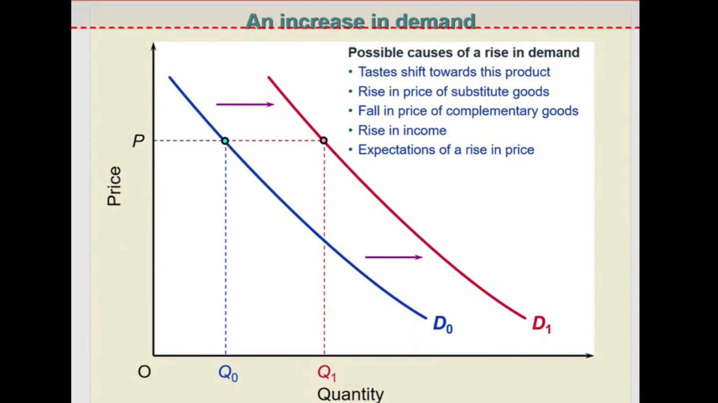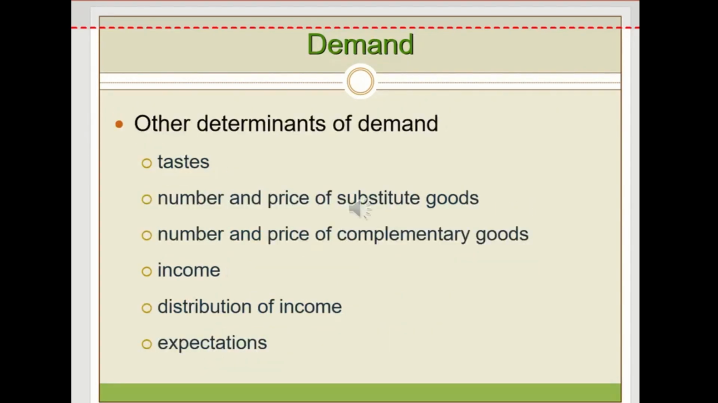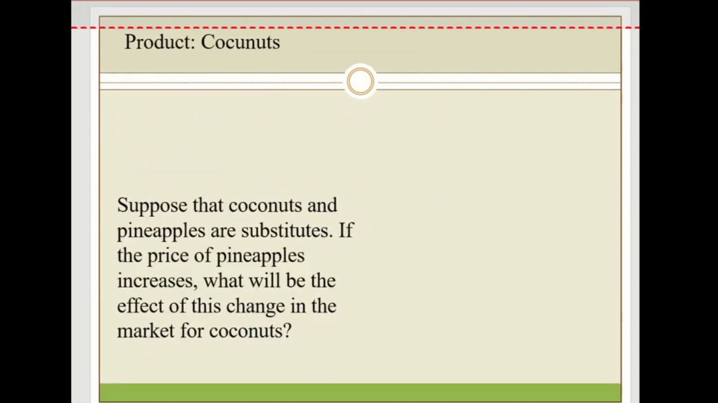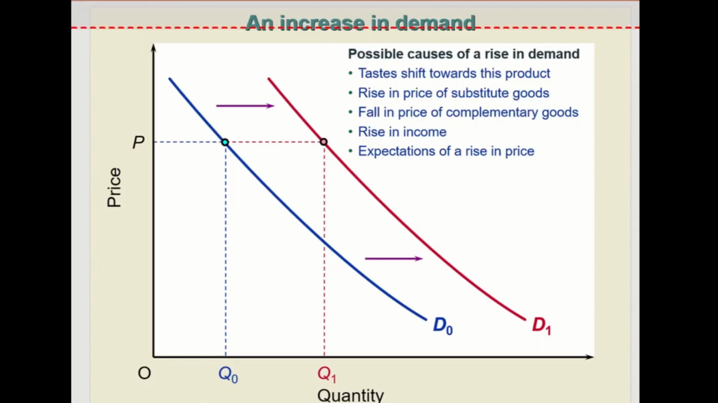But what happens when other determinants change, for example, when there is a change in the taste of a good? When people like the good more, what will happen then? When people like the good more, they will demand more of the good. And therefore, you have a shift of the demand curve to the right, because the quantity they will demand will increase.